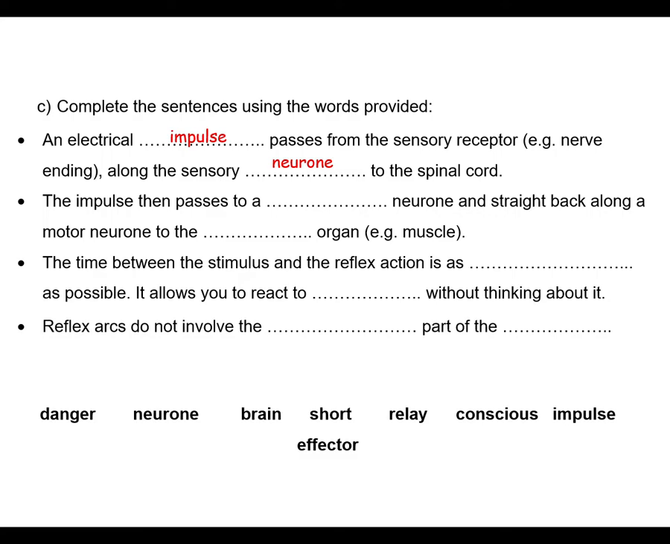The impulse then passes to a relay neuron and straight back along a motor neuron to the effector organ, e.g. the muscle. The time between the stimulus and the reflex action is as short as possible. It allows you to react to danger without thinking about it. Reflex arcs do not involve the conscious part of the brain. So that is what they are always talking about on exam papers, right? Where does the reflex arc go? It does not go to the conscious part of the brain. So that's it about reflex arcs.